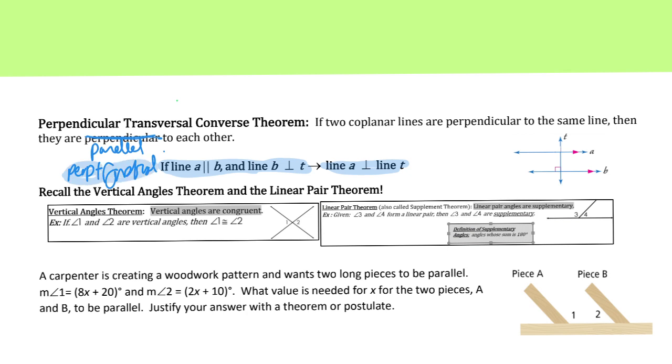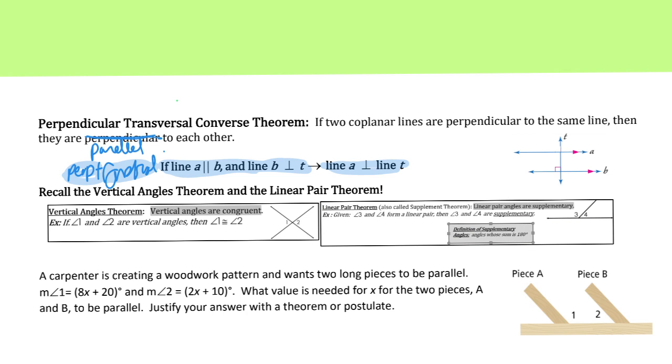The converse goes the other way, okay? If two lines are perpendicular to the transversal, then the two lines originally are going to be parallel to each other. So we can keep in mind that those are options as we're writing our proofs. It's not very common that we use these, but we're going to put that out here.